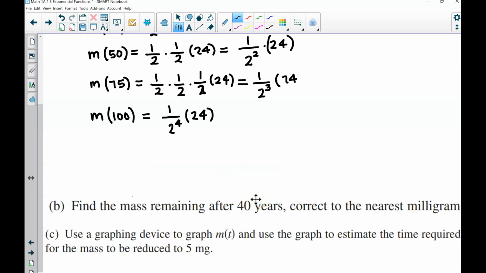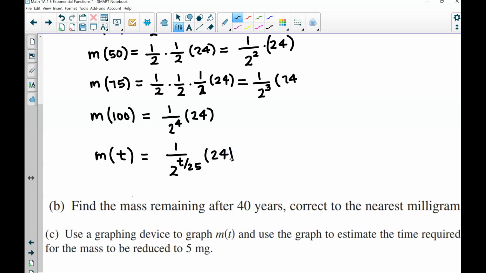So from this pattern, we can see that it appears that the mass of the remaining years, t years, becomes the following. We would end up with m of t, which is equal to 1 over 2 to the power of t divided by 25 times 24.